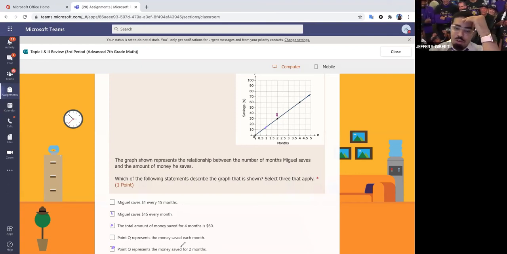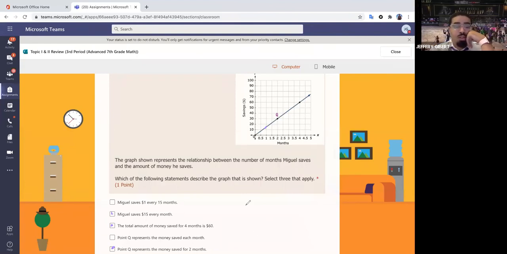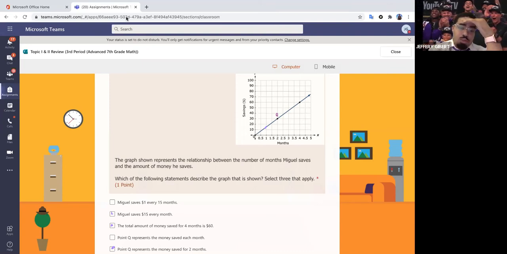And then for Q, like you said, you knew 1 month was 15. So 15 times 2 is 30, and 2 matched up with 30. Or you could have just looked at the graph and saw, all right, the Q is at 2 months. So I know that that's correct. Did anybody get anything different? All right, no. So we'll move on to the next question.